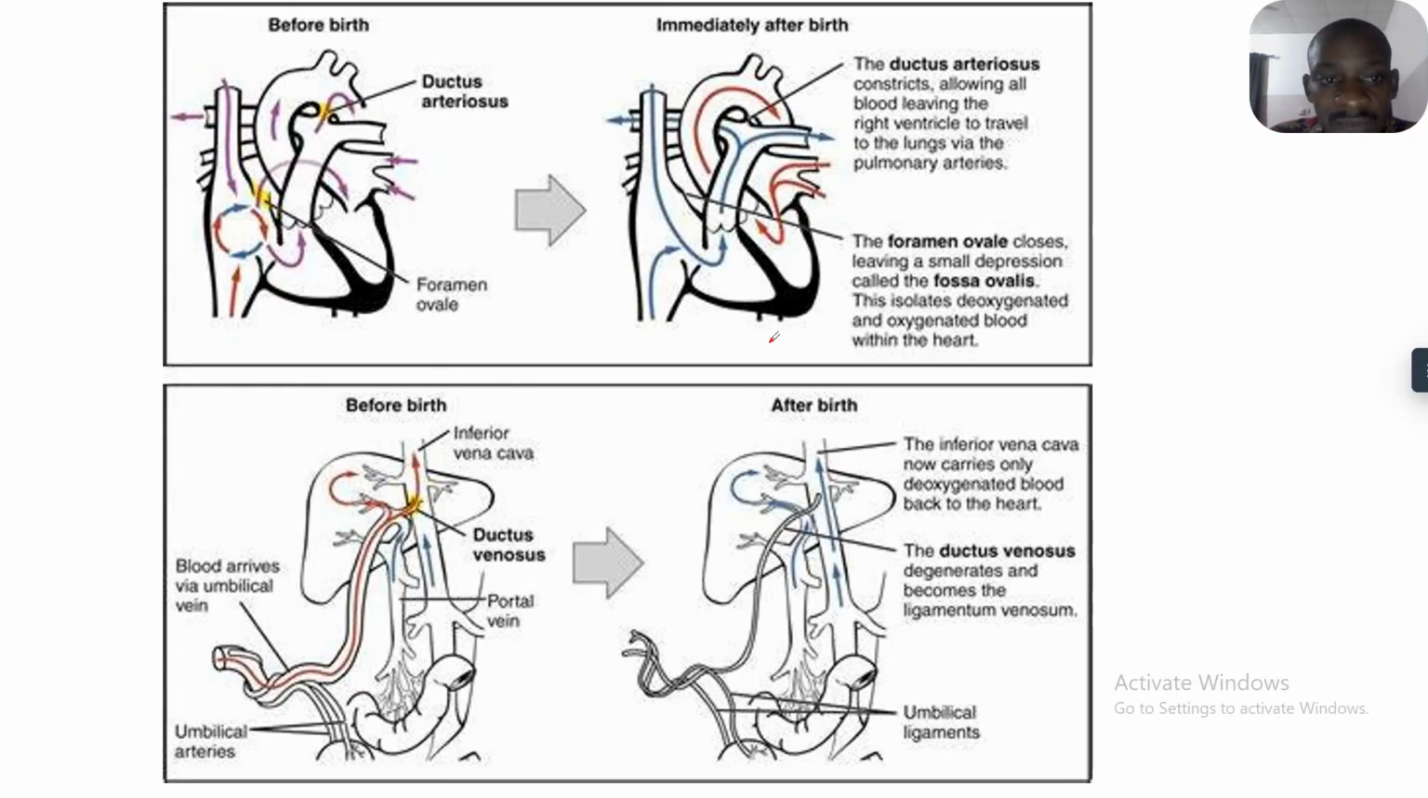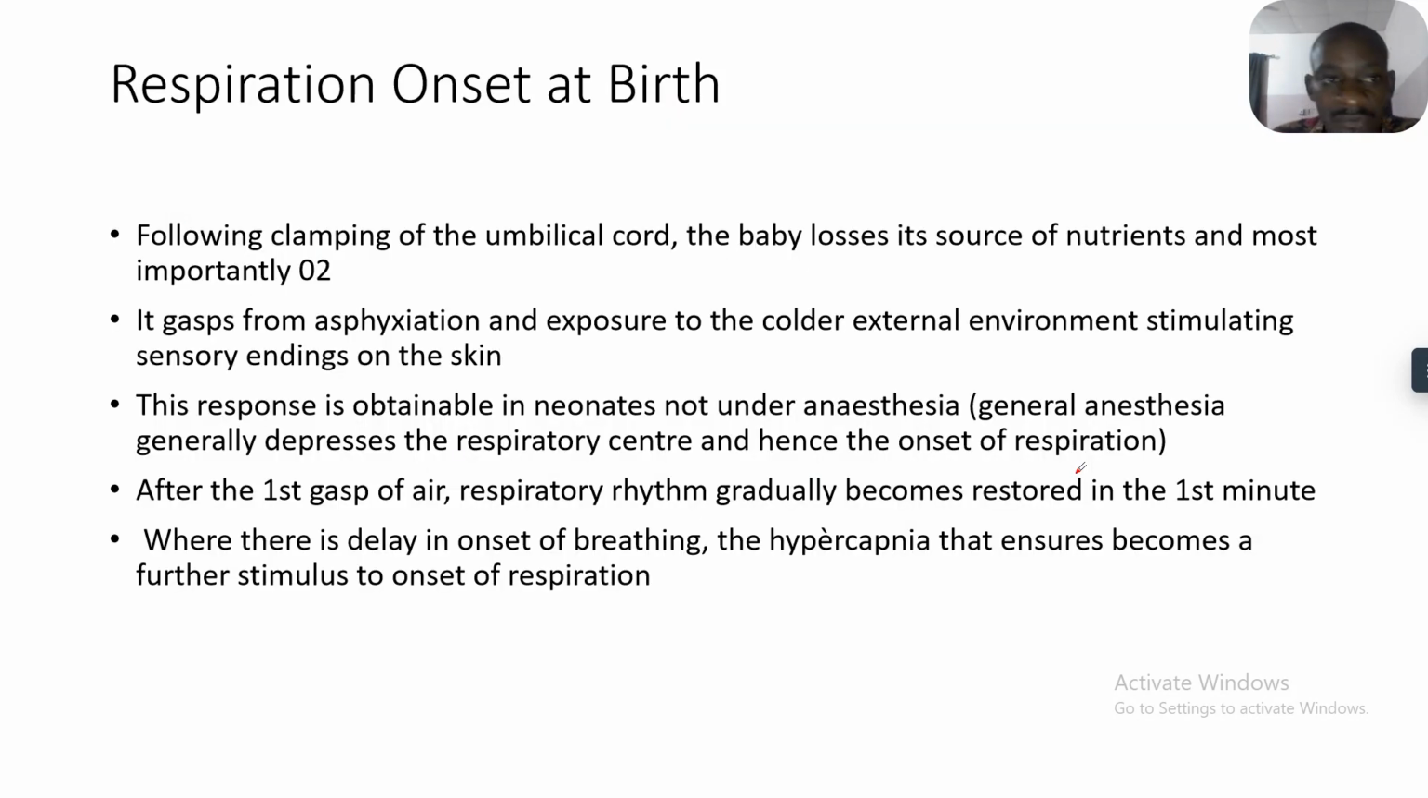So this is the circulation. This is like a summary of everything that we are talking about. Before birth, you see the ductus arteriosus here. Immediately after birth, you see the ductus arteriosus constrict, allowing all blood leaving the right ventricle to travel to the lungs via the pulmonary arteries. Next, we see the foramen ovale closes, leaving a small depression called the fossa ovalis. This isolates deoxygenated blood from the oxygenated blood. And there's another illustration down here that you could pause this video to look at for yourself.